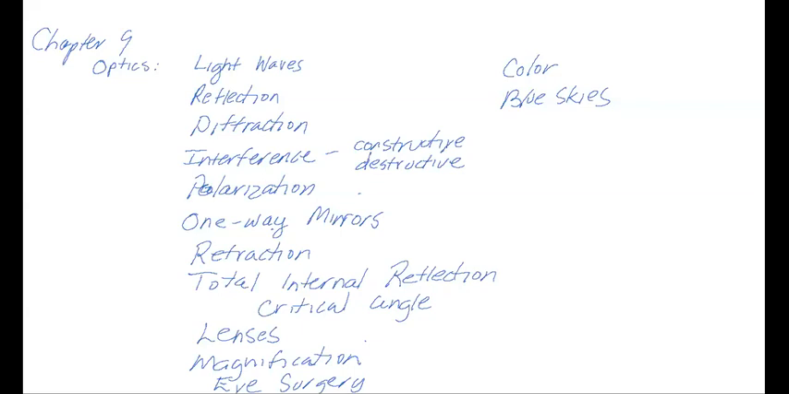Polarization, one-way mirrors, refraction, total internal reflection, which includes touching on the critical angle, lenses, magnification, eye surgery, and how that helps people that are nearsighted, color, and blue skies. So let's go ahead and begin.